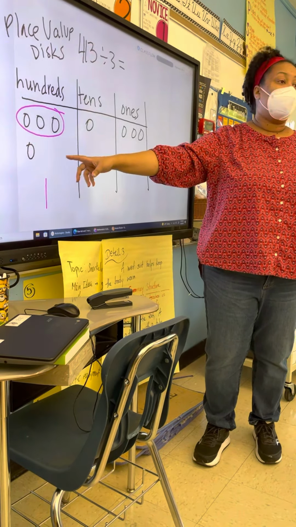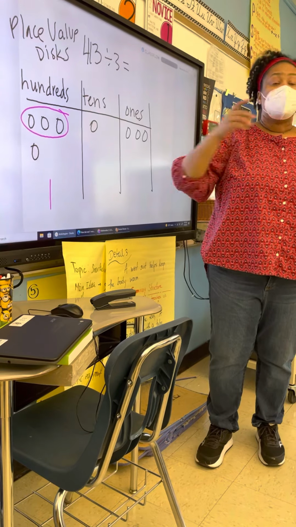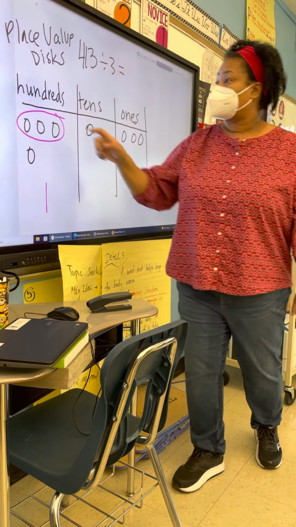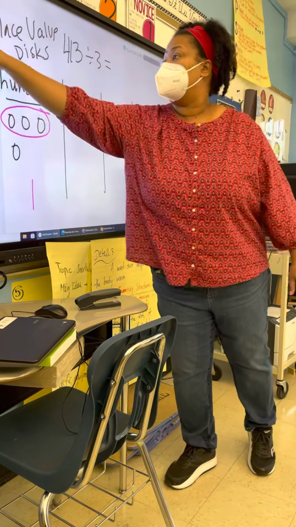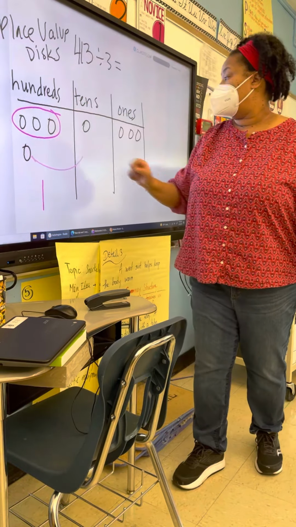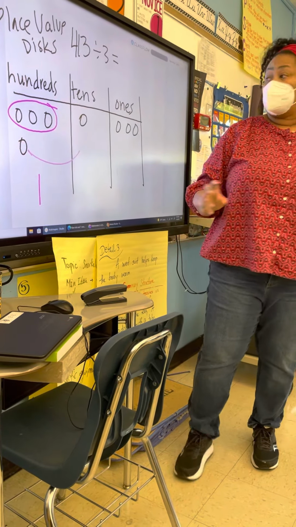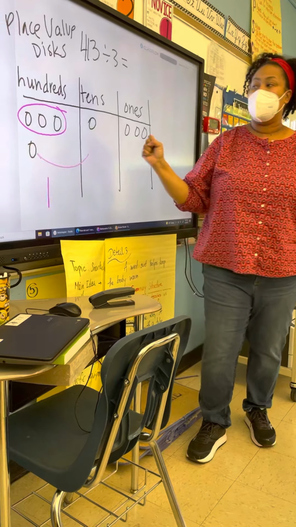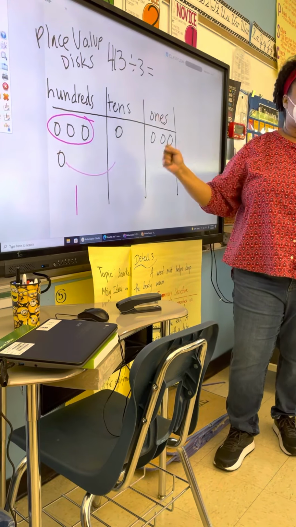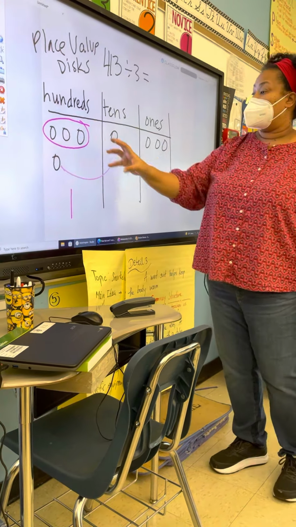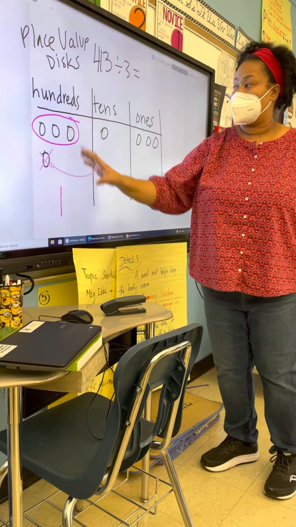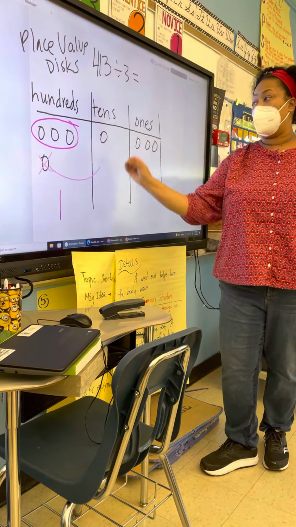I can't make a group of 3 out of this 1. So what I'm going to do is regroup it. I'm going to regroup it, and move it over to the tens place. So I'm going to take 100 and make it 10. 100 equals 10 tens. So I'm going to take my 100, I'm going to cross it out, because now it's no longer in the hundreds place. I'm going to move it over to the tens.